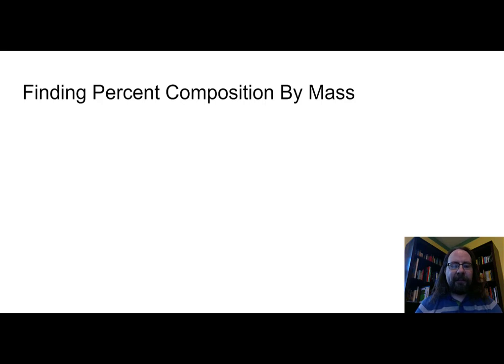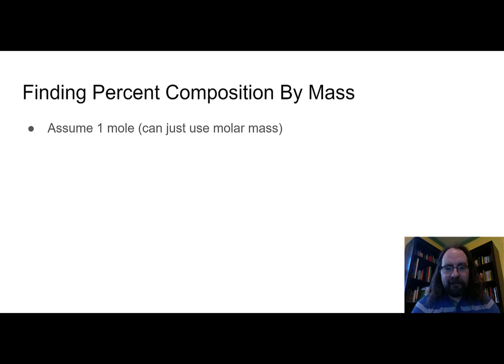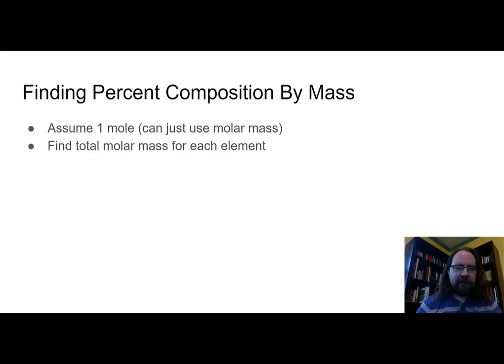So the first thing we're actually going to talk about is finding the percent composition by mass of a given compound. The general strategy here is that usually we're not given a total amount of the compound, so we're just going to assume that there's always 1 mole. That way we can just use the molar mass of each element as the mass of the element. It just saves a lot of computation.